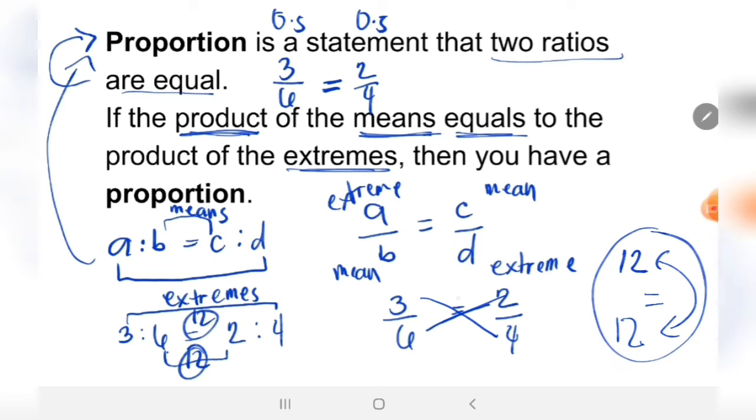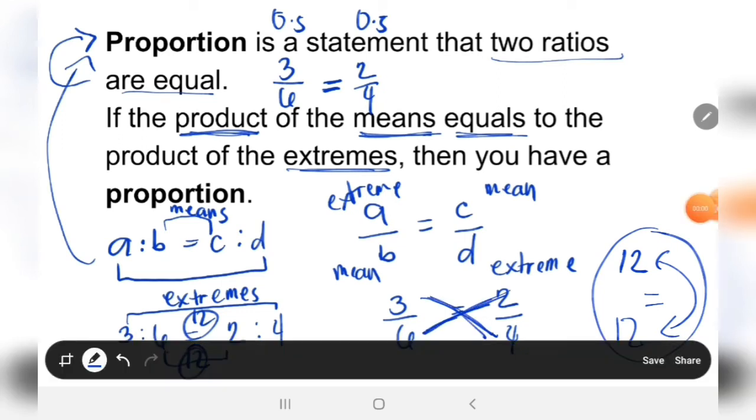They are similar, or we can call that cross multiplication. And that's it. Proportion is a statement that two ratios are equal. And you know that if the product of the means equals the product of the extremes, then you have a proportion. Okay, very good.